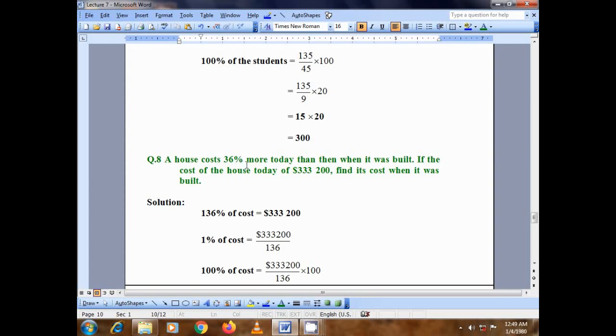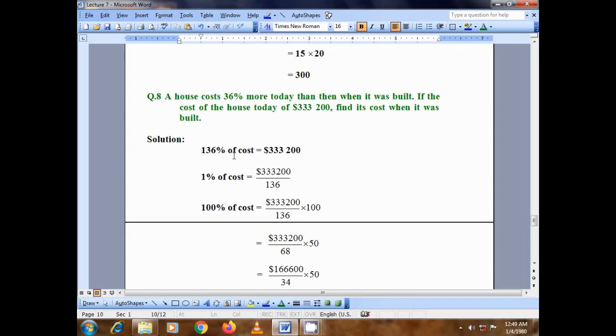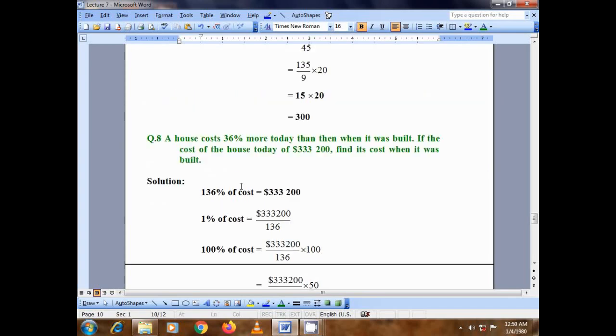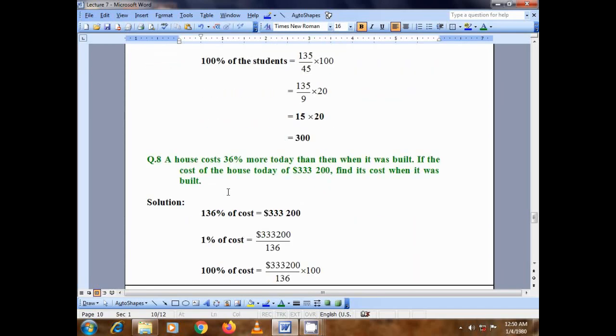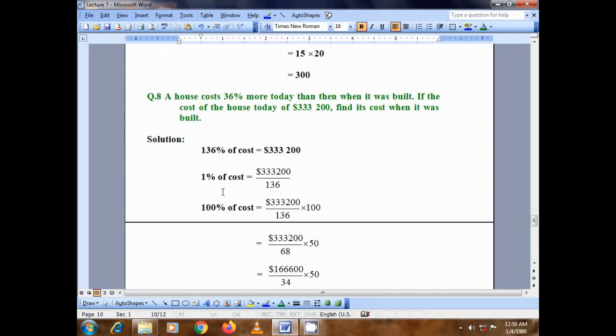Now in this case we have given 36% more, which means the percentage is increasing, so we will add this 36% to 100, which means this will become 136%. So this can be written in the form of 136% of the cost, or house cost, we have given $333,200. Now we have to find the cost of this house when it was built. So let's find 1% of the cost. Same procedure will be applied just like we have done in question number 7.